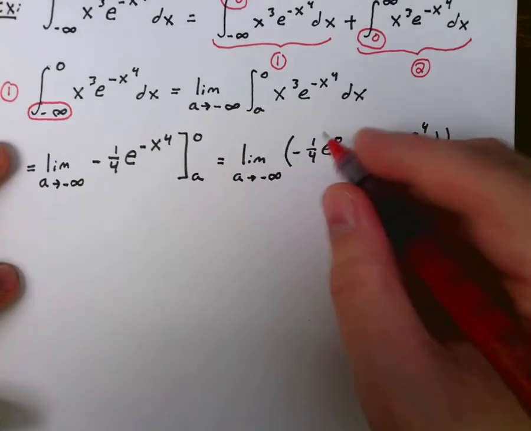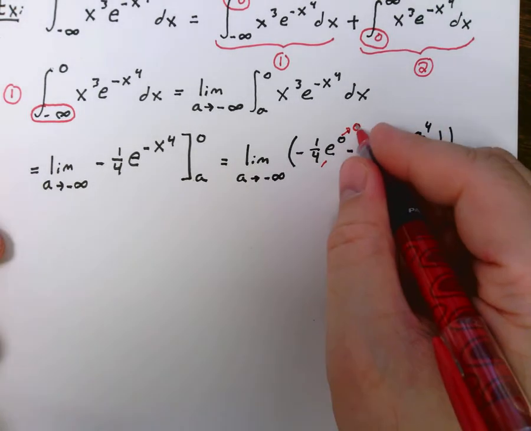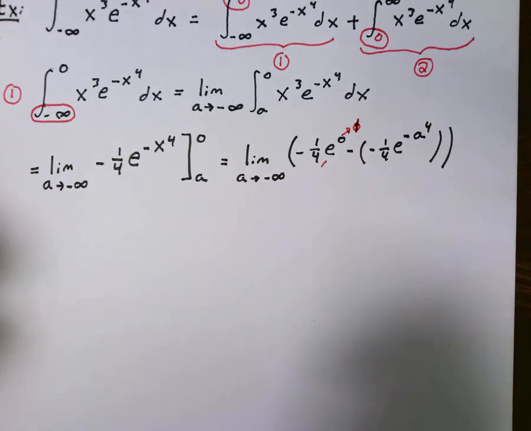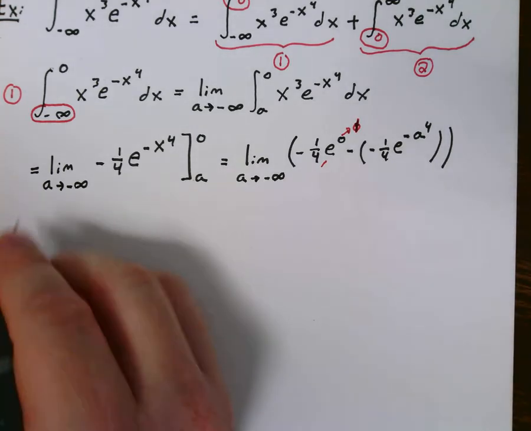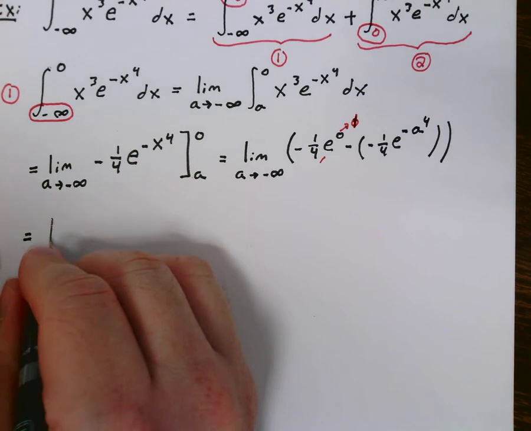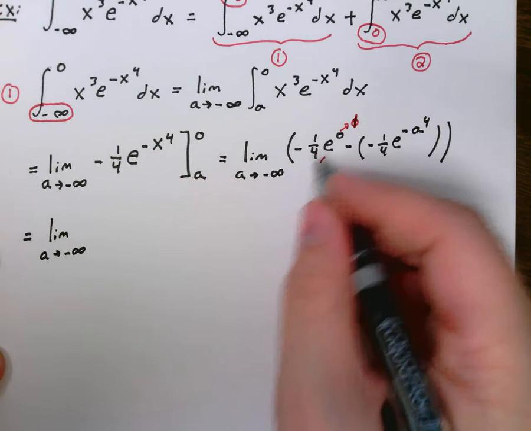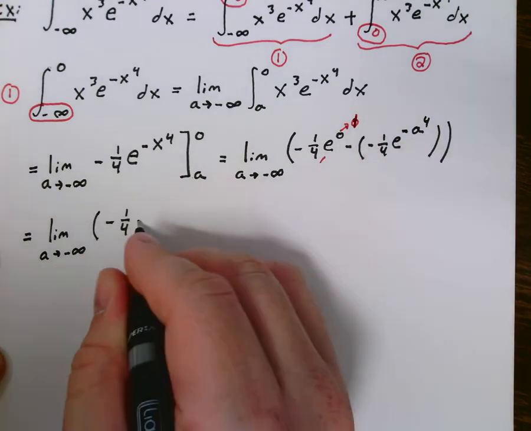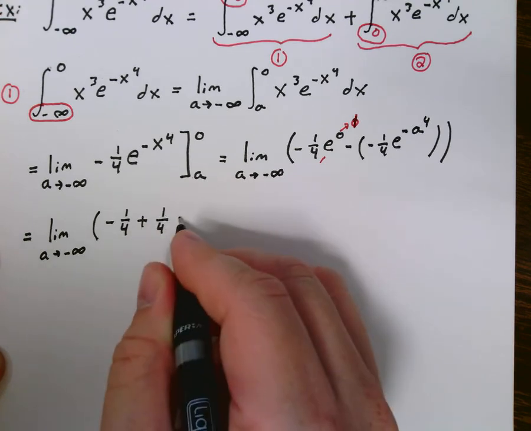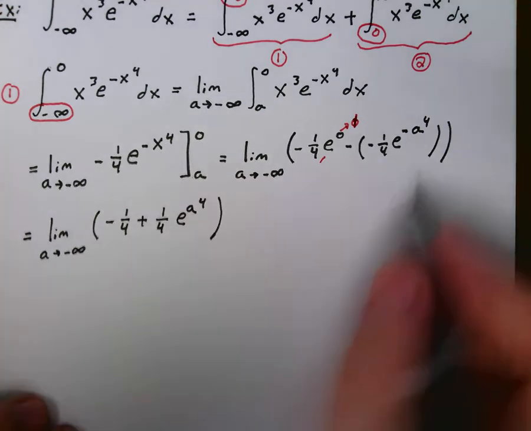So let's clean this up a little bit because there's a lot of minus signs. We're going to be a little careful. So e to the 0 is going to be 1. That's going to be equal to 1. And that's going to turn into the limit as a goes to negative infinity. This is going to turn into just negative 1/4 plus 1/4 e to the a to the fourth. And there's a little negative out here in front.